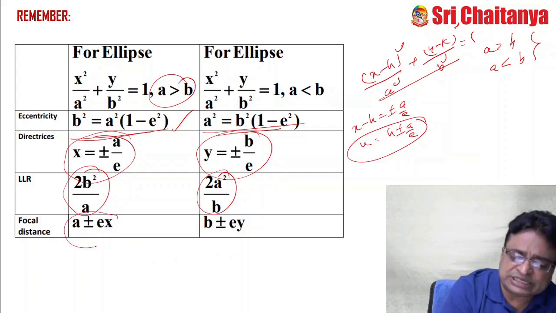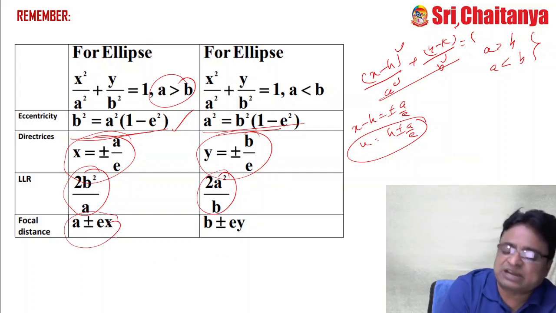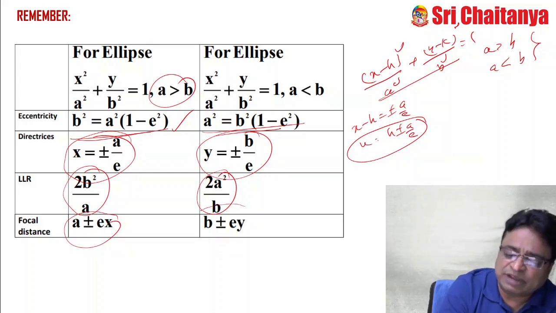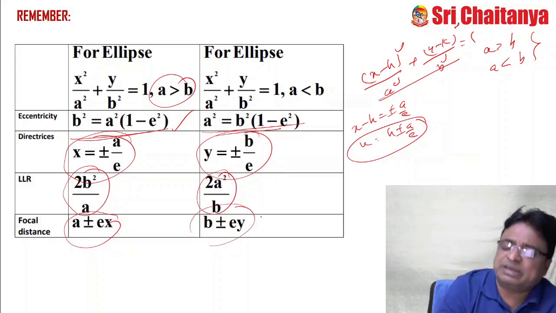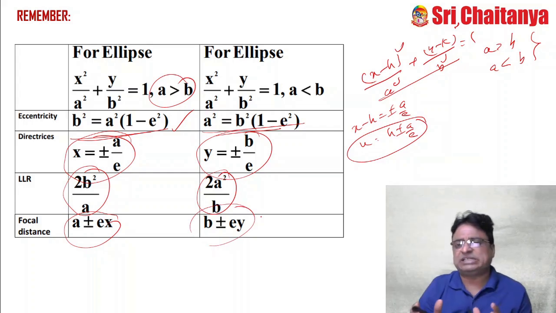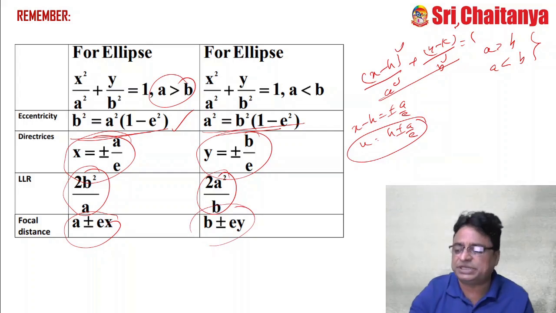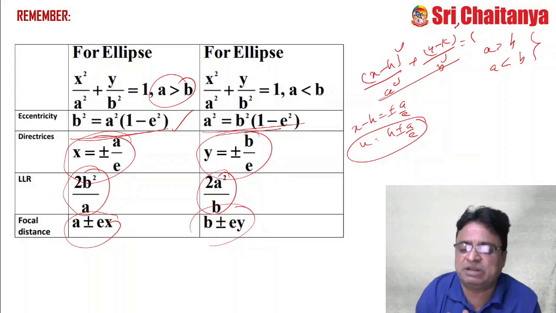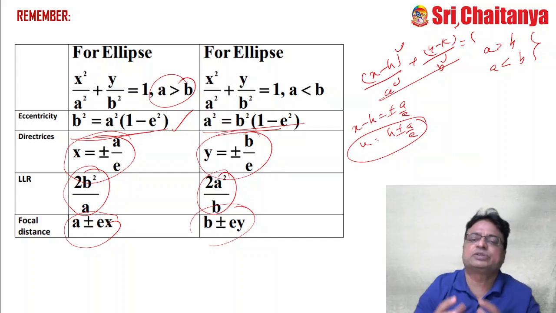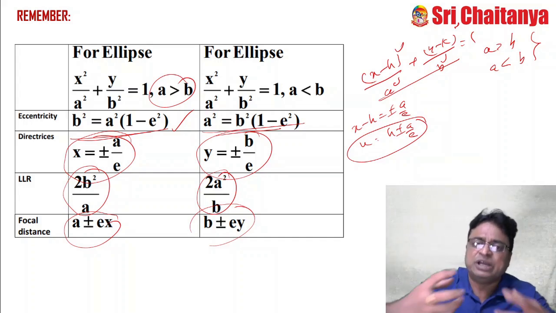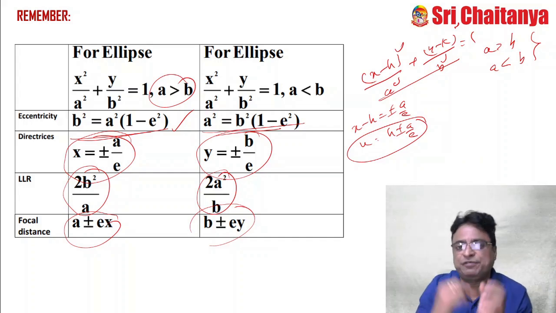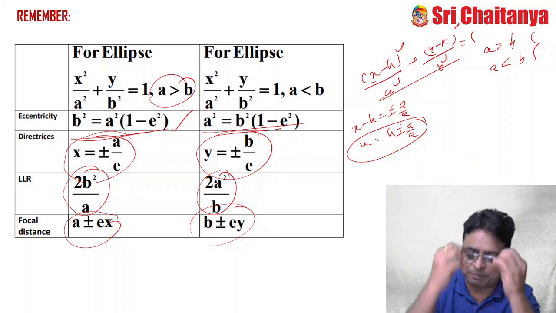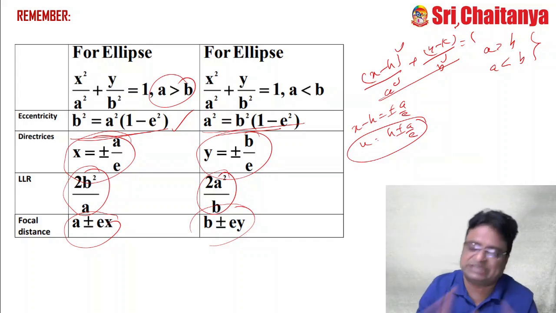And similarly, focal distance, that is SP. This is a plus or minus ex. There you will get a plus or minus e times (x minus h). Here it is b plus or minus ey. So what, my friends? These are the basic definitions and information one should practice. In examinations, especially in mains, even in advanced examinations also, they ask questions based on all these facts. If you are good at these formulas, sometimes you need to practice, you need to learn these formulae by heart. At least these are essential.